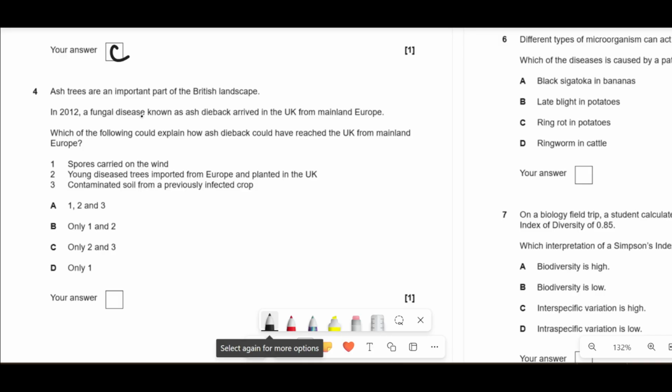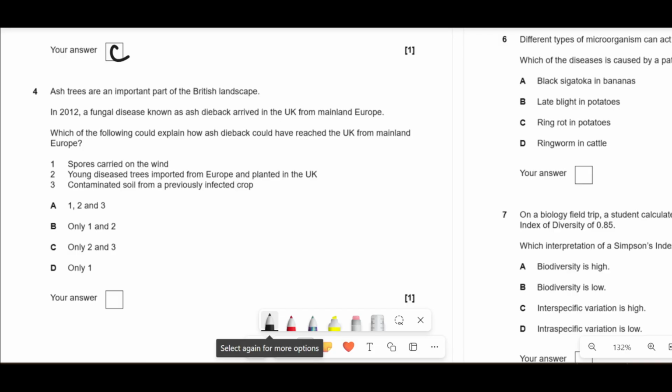So ash trees are an important part of a British landscape. In 2012, a fungal disease known as ash dieback arrived in the UK from mainland Europe. Which of the following could explain how ash dieback could have reached the UK from mainland Europe? So in fungal diseases, the options are that they can be spread through the wind, like the spores that are made, and they can also be transferred between infected plants. You put an infected plant near another one, or you could put an infected plant in the soil and then it dies and it leaves behind the spores.